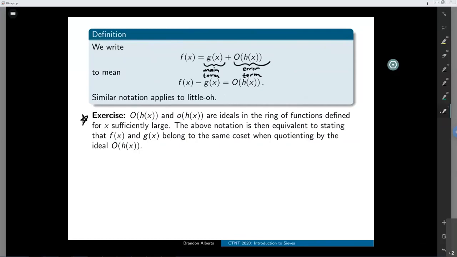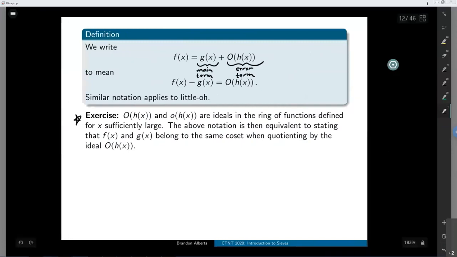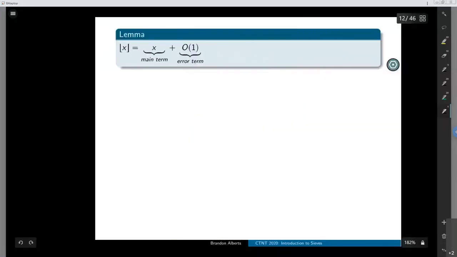Okay. So this is a lot of words and definitions all at once. At this point, we're going to go back to our example. The example that the floor function of x is asymptotic to x. And we're going to ask ourselves, well, how close are they? Can we say something about the error term? And so that is what we've got on this next slide.